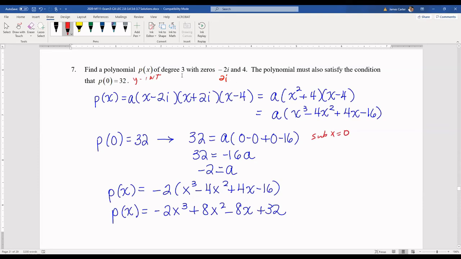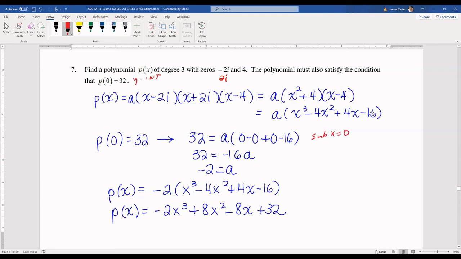So let's see what we've got. We know this thing's got to be a cubic when we're done. We know that negative 2i and positive 2i are factors, and 4 is a factor. So here's our negative 2i, here's our positive 2i, and here's our positive 4. We multiply those out, and we get this thing. Okay? Now, if the n term has to be 32, what do we have to do to A to make this n term 32?